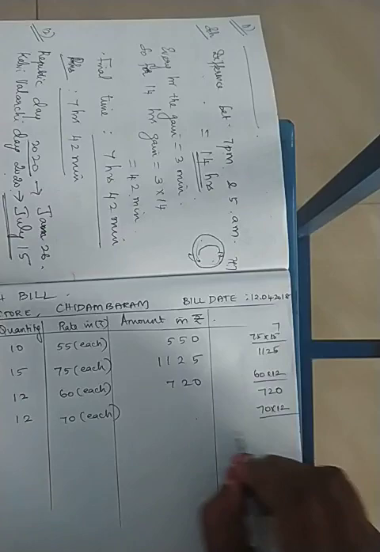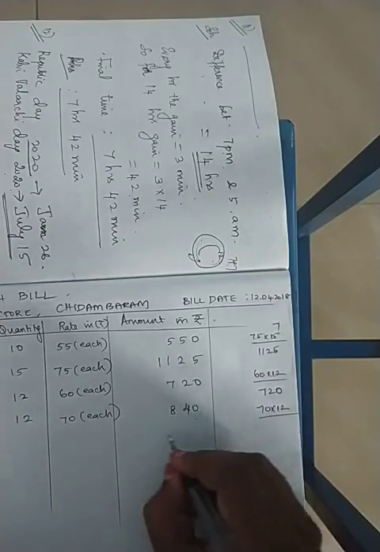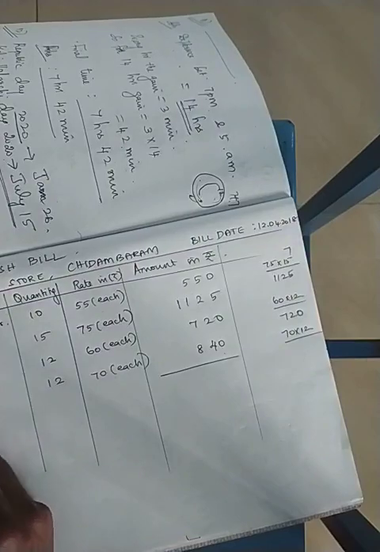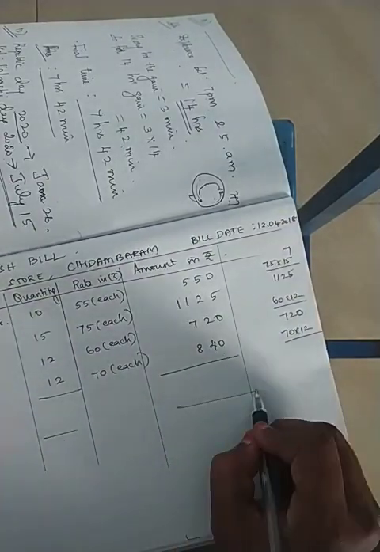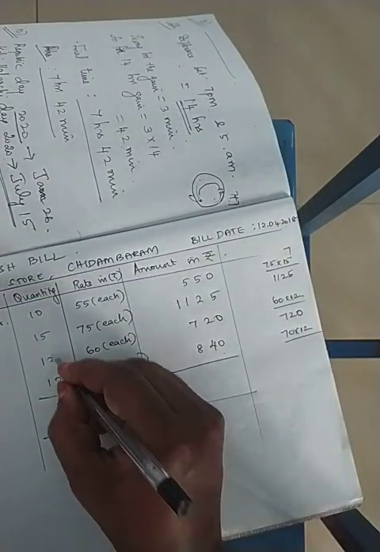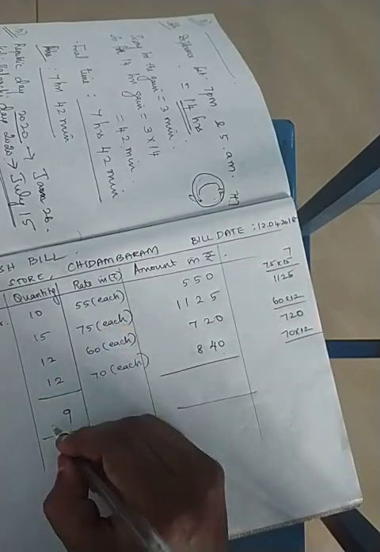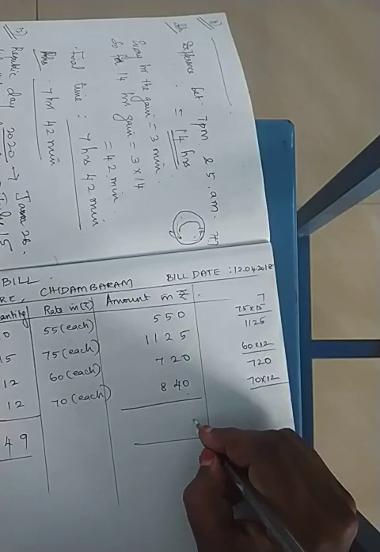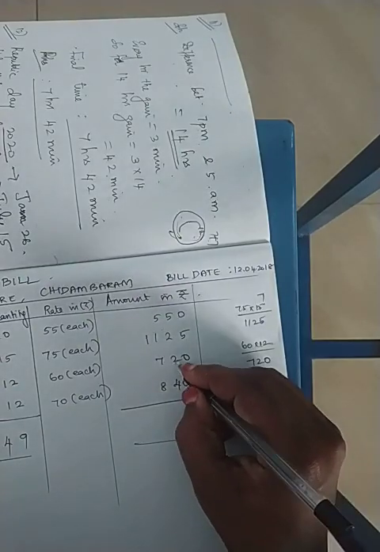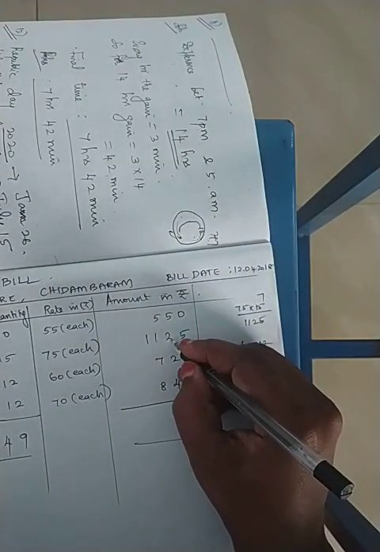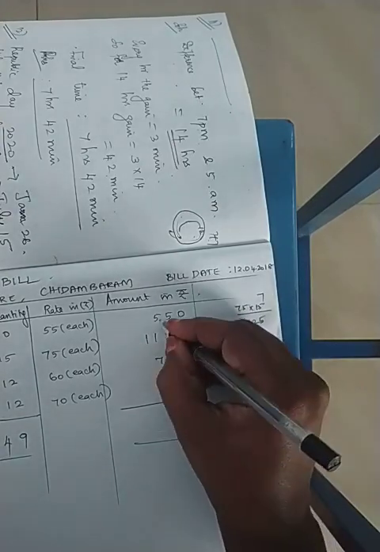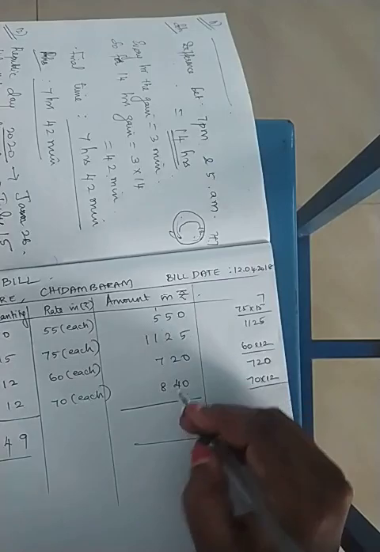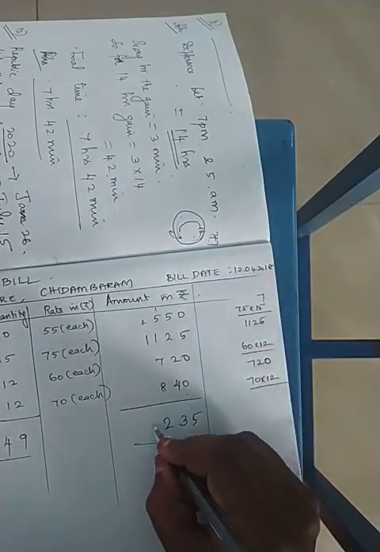12 7s are 84, so this is 840. And I will write here total. I have to total this column and this column. If I add this total, this is 9, 1, 2, 3, 4, 49 copies. I will be paying the amount as 5, adding this 6 plus 2, 8, 8 plus 5, 13, and 1 here, 6, 7, 7 plus 7, 14 plus 8, 22, 2, so this is 3.